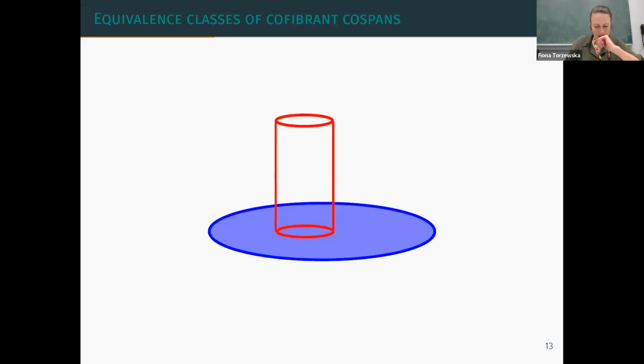So let me just draw a picture to give an idea of what this equivalence relation looks like. Remember, before we had this example of a cofibrant cospan, which was the disk, letting Y be this copy of S1 that we included into the interior. Then if we try and compose this with the identity, that's the cylinder S1 cross I, that looks like sticking this red cylinder on top of this disk. But this is homotopy equivalent to shrinking the cylinder all the way back down to the disk. So that's the kind of thing that this homotopy equivalence relation allows us to do.